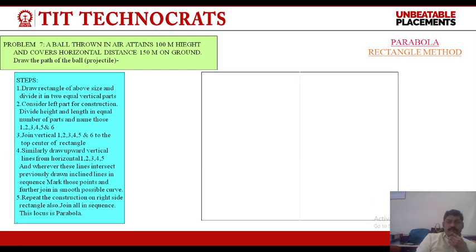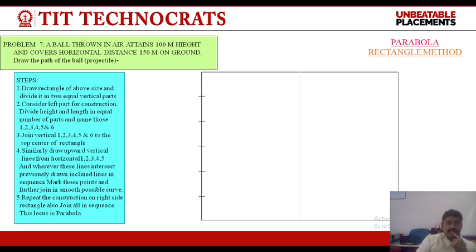This is a parabola, and the method used to draw a parabola is the rectangle method. Suppose a ball thrown in the air attains 100 meter height and covers a horizontal distance of 150. So the length of this horizontal line is 150 meter, and the height of this parabola is 100. Draw a rectangle of the above size and divide it into 2 equal vertical parts. Consider the left part for construction.